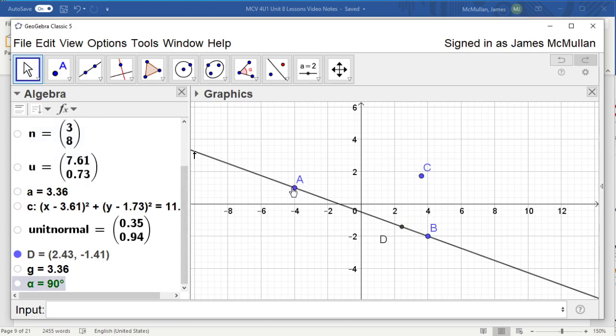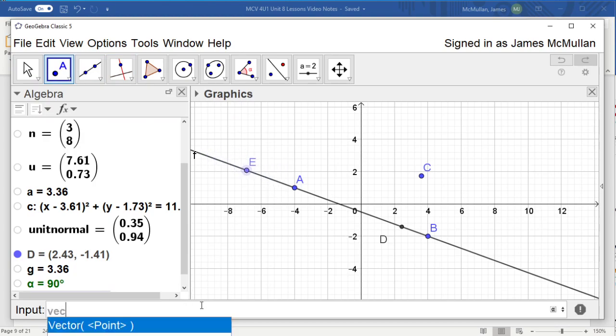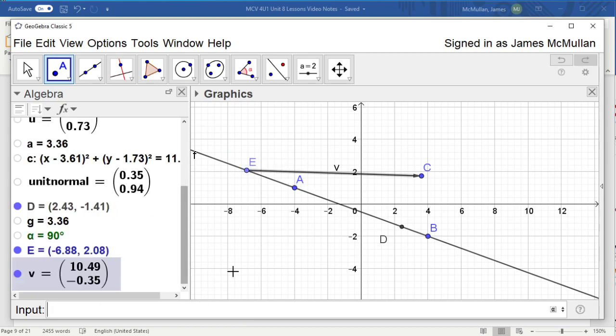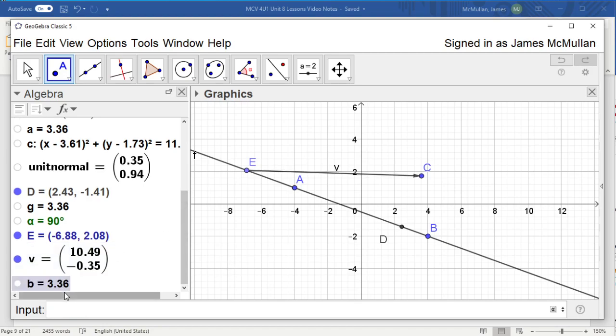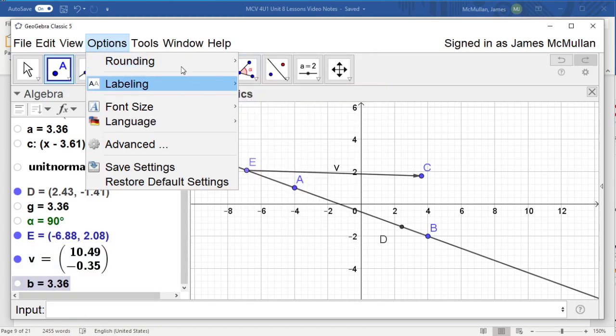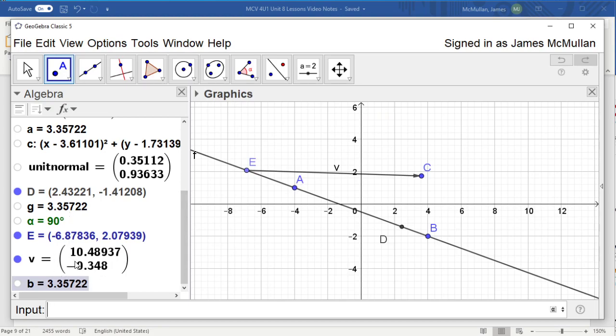I did not need to use point A to get that answer. Let's make another point, E, somewhere along the line, and then make a vector EC, and then let's project EC onto the normal. So remember, it would be dot V, because this vector is called V, and the normal was N, and then we divided it by the length of N. That gives 3.36, right? And not just 3.36, but down to the right decimal.